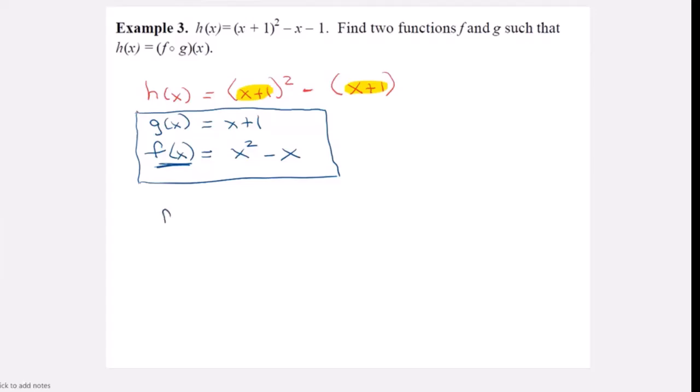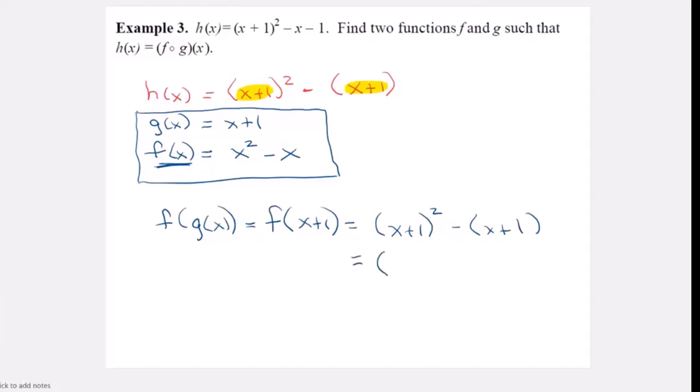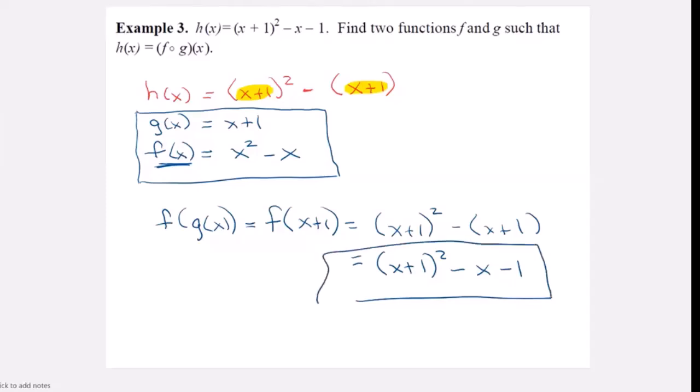So we have f of g of x, which is equal to, everywhere there's an x, remember, I'm going to put x plus 1. Okay, that's pretty much what I got after I did the algebra. Let's distribute this negative. Look at that. That's exactly what we started with. So it's always helpful to go back and check.